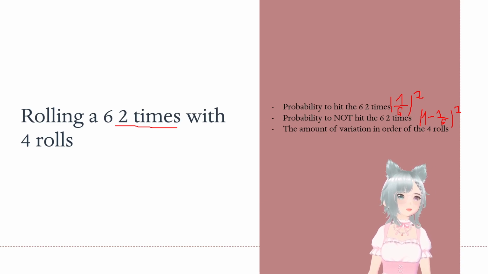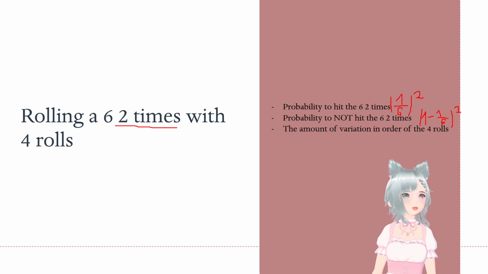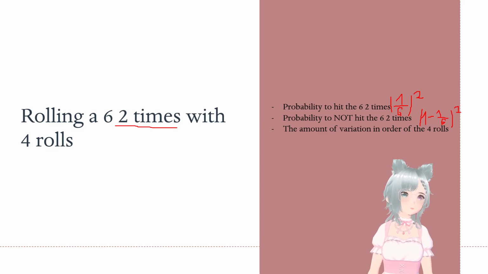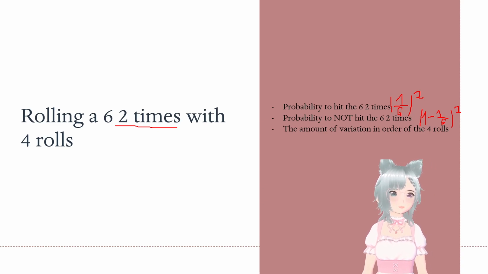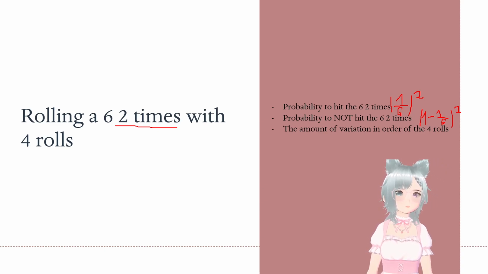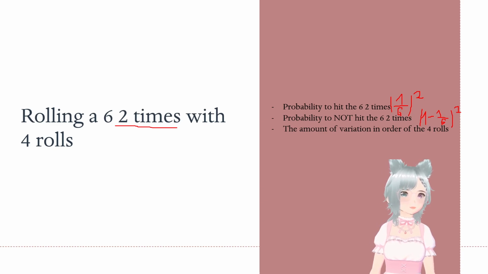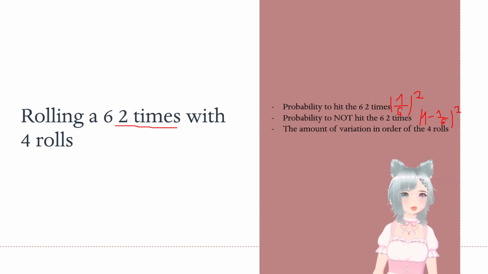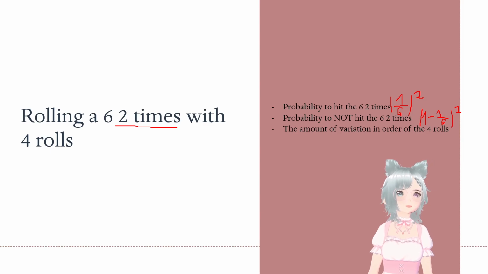So what does that mean? We already talked about you can roll a 6, then a 6, and then two 4s, for example. But what if you roll a 6 and then a 4, then a 6 and then a 4? You still roll exactly two 6s within these 4 rolls. Or you can roll two 4s and then two 6s. So this just calculates how many different orders there are.